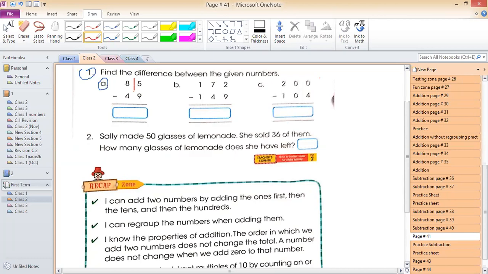Solve it and tell me the answer, guys. 85 minus 49. 5 minus 9. Can you subtract 9 from 5? This is like 5 minus 9. Draw 5 lines. 1, 2, 3, 4, 5. Cut 9 lines. Can you do it? If you can't, take 1 from the 8. Okay, and find the answer.